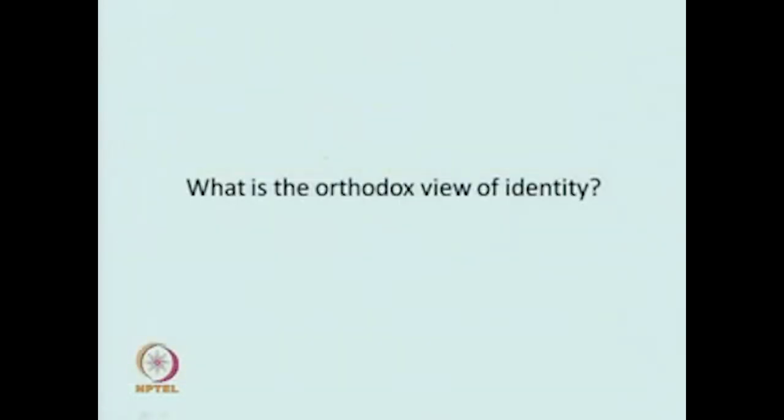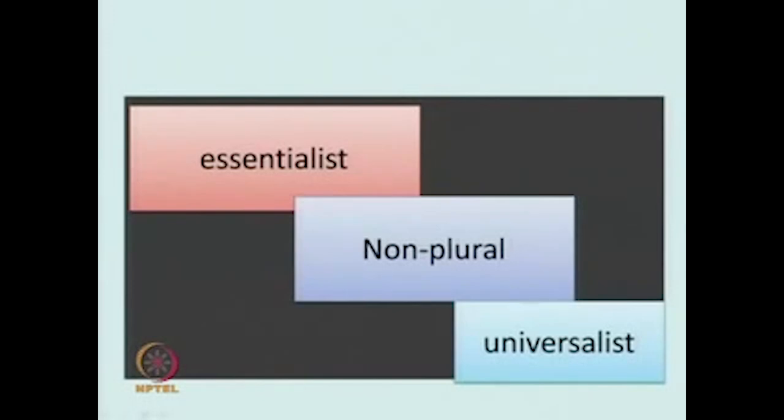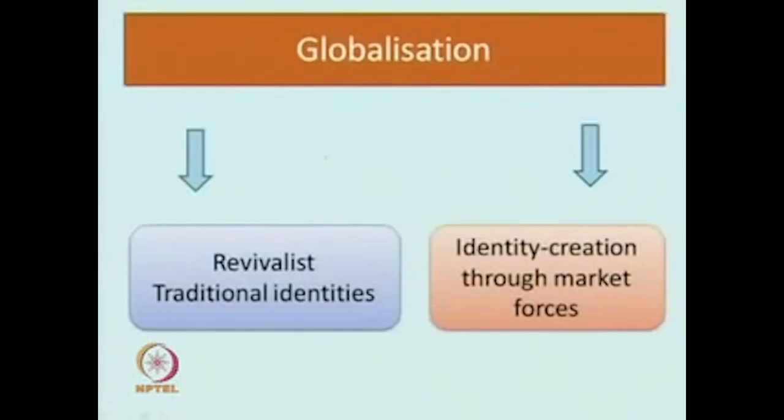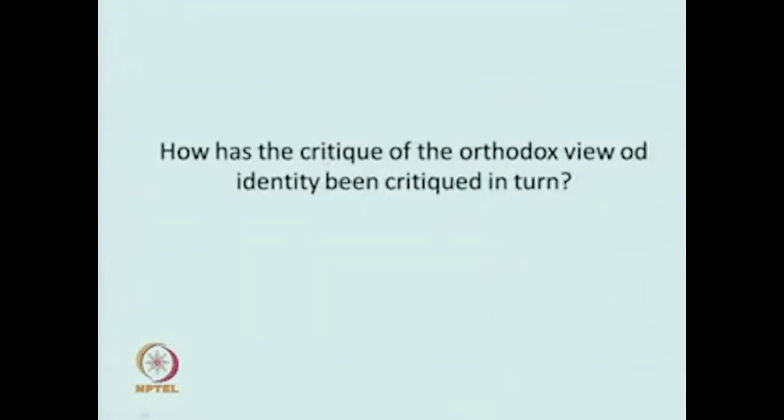What is the orthodox view of identity? The orthodox view of identity is one that is essentialist, non-plural and universalist, and sees identity as a given. How has identity been affected by globalization? Identity has been affected by globalization, A, in the creation of identity through market forces and a certain homogenization, as I mentioned a while ago, and as a counterforce to it, we see the revival of traditional identities as a counter to the homogenizing forces.